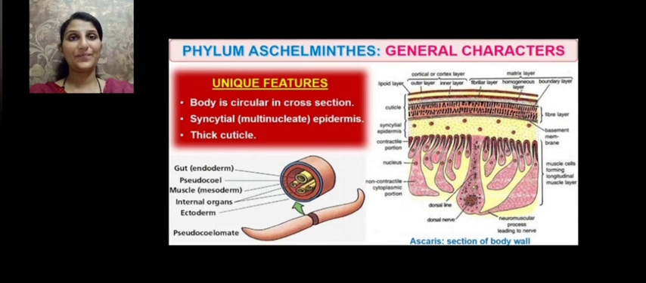And unique features. The body is circular in outline. That is, they are circular in cross-section. And they are syncytial, that is, multinucleate epidermis is present in the case of phylum Aschelminthes, or roundworms. So they are syncytial and they have a very thick cuticle. This is a cuticle which is seen just below the epidermis and it is very thick.